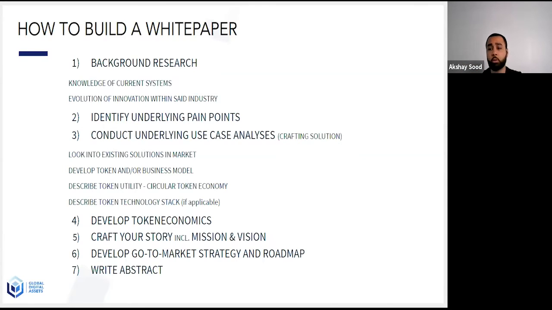And this includes getting a mission and vision of the product and of the project, and being able to fully define, very succinctly, not to go on and on, how you're going to be able to do so. And then you develop a go-to-market strategy, which includes marketing and a roadmap. And then finally, don't forget to write your abstract. So this is really it. This is how you would build a white paper for a project.